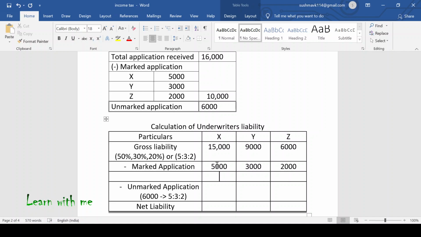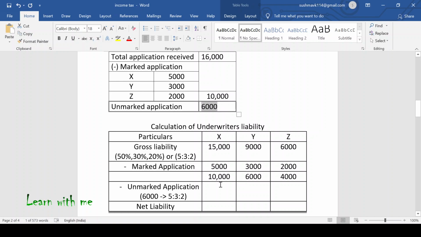Now you have to deduct the marked application from the gross liability. So what will you get by deducting the marked application of 5,000 from the gross liability of 15,000? Of course you will get 10,000. So in Y's case, 9,000 minus 3,000, you will get 6,000. And in Z's case, 6,000 minus 2,000, you will get 4,000. Isn't it? Okay. Now, what is the unmarked application? Of course, it is 6,000.